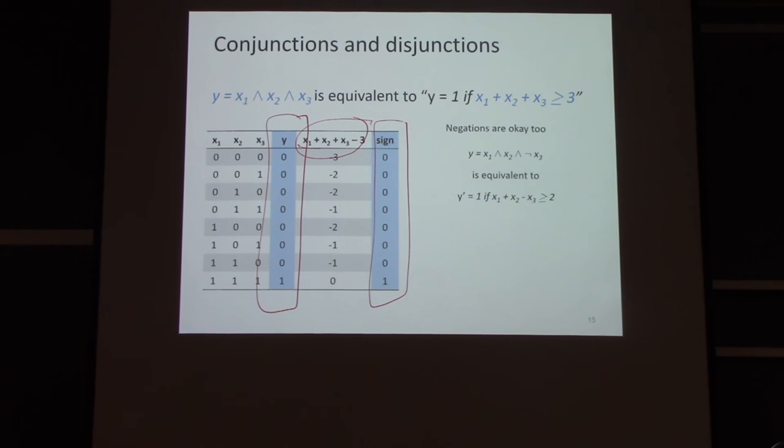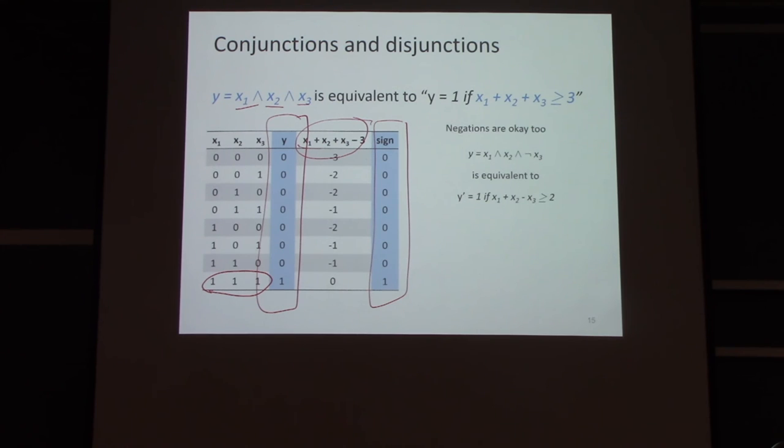Conjunctions are actually particularly easy because, notice, that I have x1, x2, and x3. They can all be zeros or ones, right? What is a conjunction? A conjunction is a function that says 1 if all of them are one, which means if they are all added up, there should be at least three of them for the output to be one. That's the definition of a conjunction.